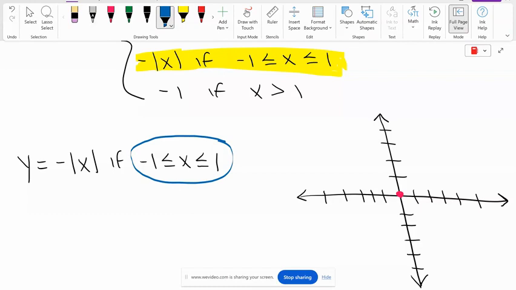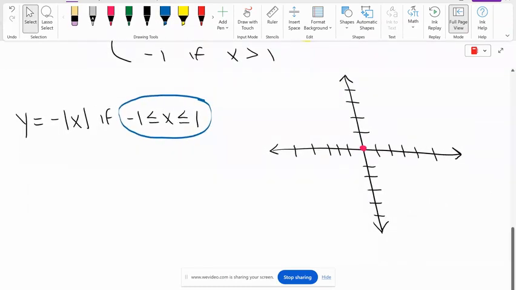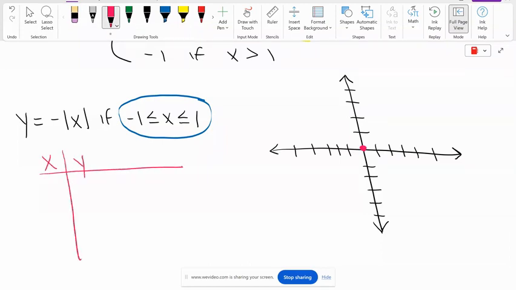So what we need to do is figure out what's happening at the point where x is -1 and +1. So I set up a table and I test those points. Here's x, here's y equals the negation of the absolute value of x, and then we'll get our corresponding y coordinate. The first thing I want to do is test when x is -1. When x is -1, I'm going to have y equals the negation of the absolute value of -1.